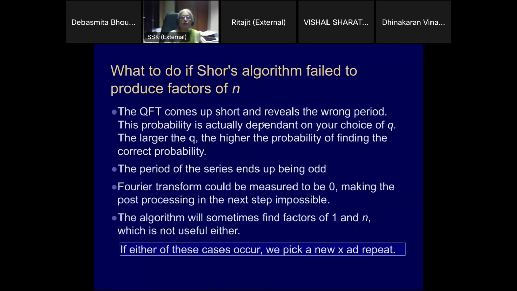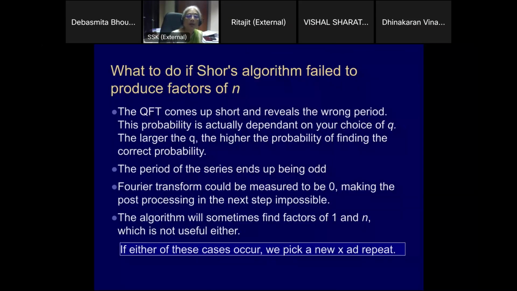So if Shor's algorithm fails, when will it fail? One is when the QFT will come up with a wrong period. Somehow the calculation didn't happen. This probability is actually dependent on your choice of Q. The larger the Q, the higher the probability of finding the correct period. Okay.